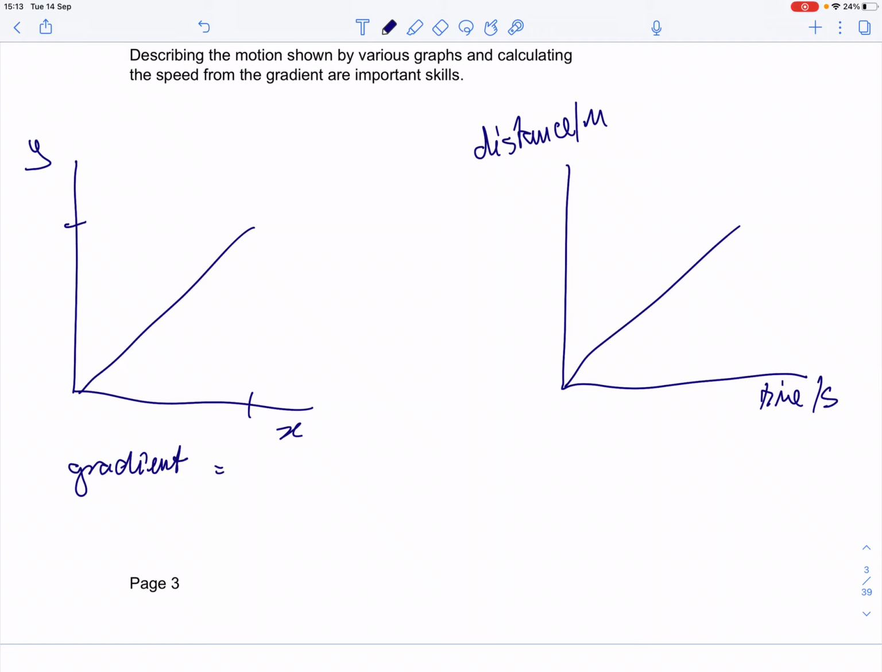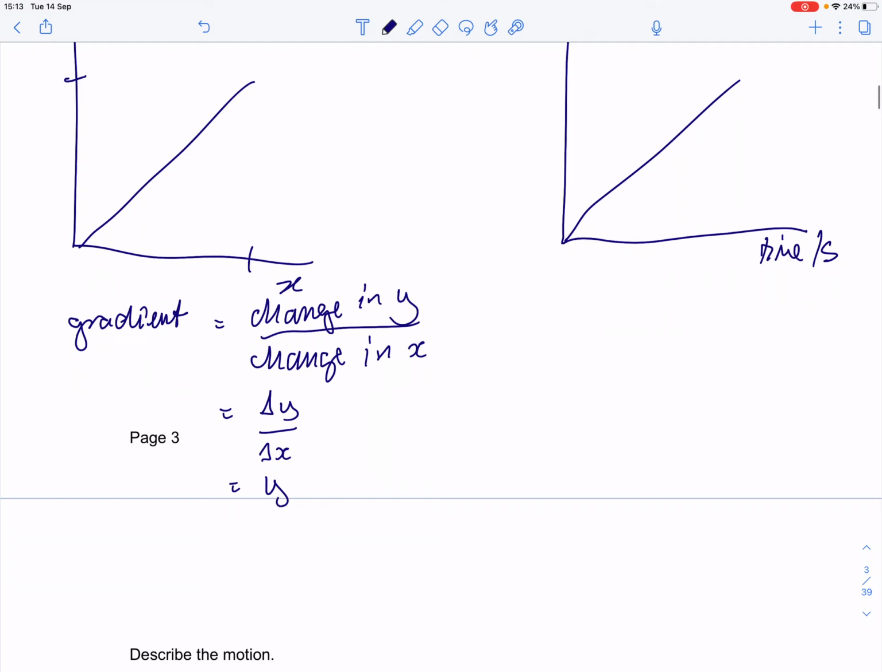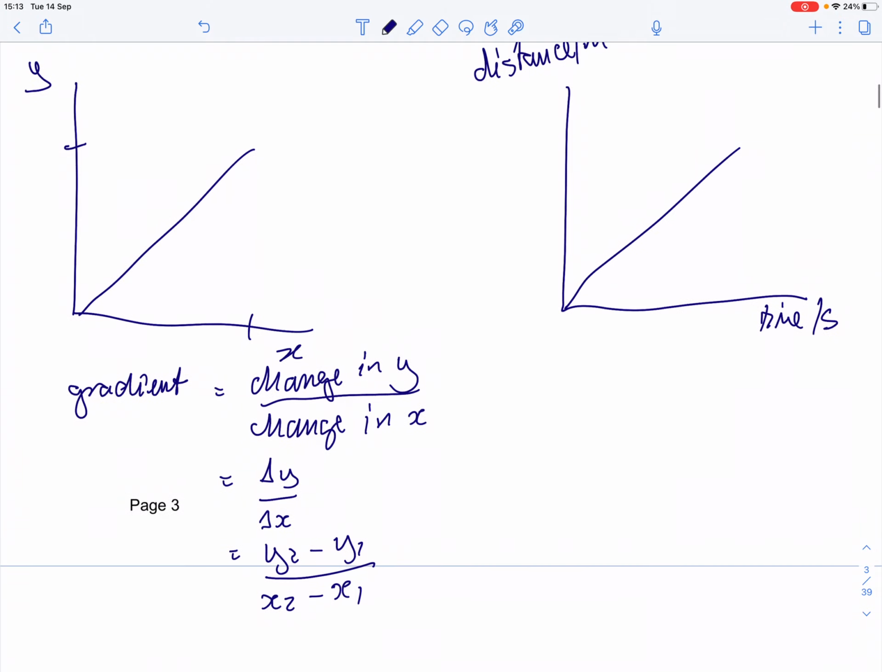So the gradient is calculated by working out the change in the y variable and dividing it by the change in the x variable. You might have seen it as delta y over delta x. You might have seen it as y2 minus y1 over x2 minus x1. All of those three things are equivalent. They all mean the same thing. They all mean take the change in the y variable and divide it by the change in the x variable.